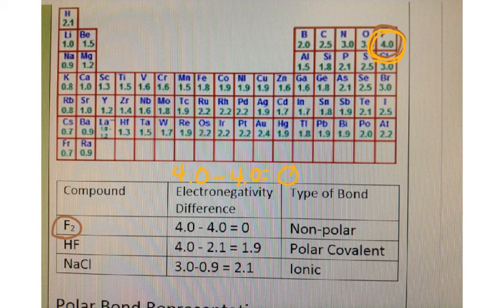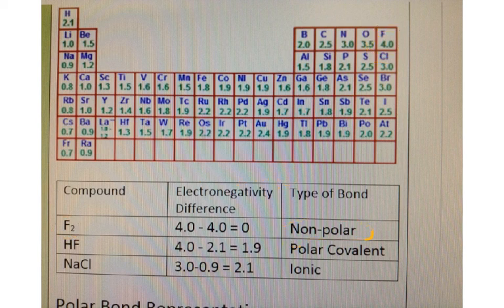And for this one, the difference, which is the subtraction, is 0, which means that it is entirely, completely, 100% a nonpolar bond. So what that means is that all of those electrons are being shared equally between the two Fs. No one F is overpowering the other, which makes sense.